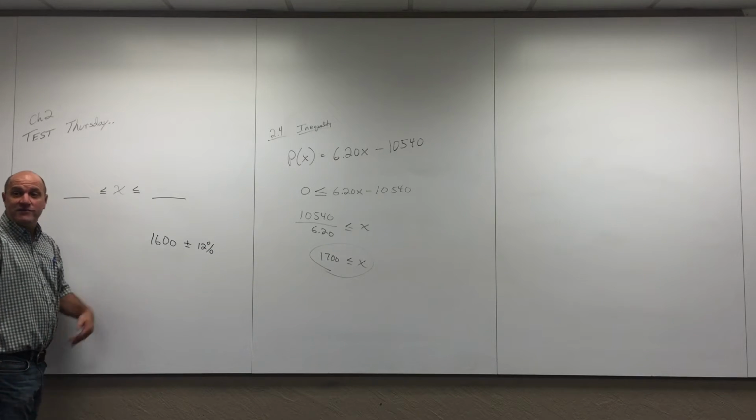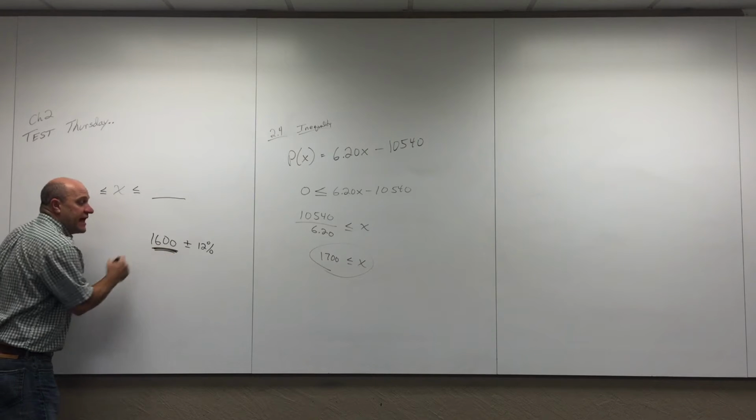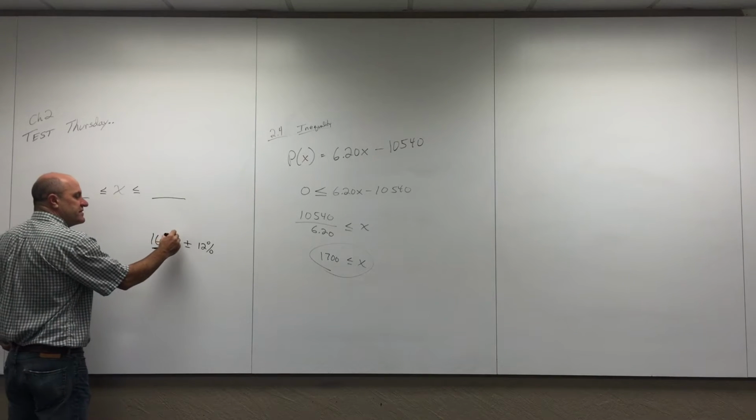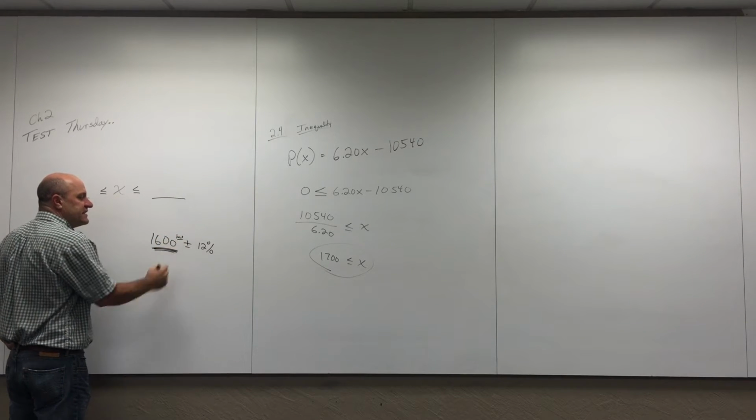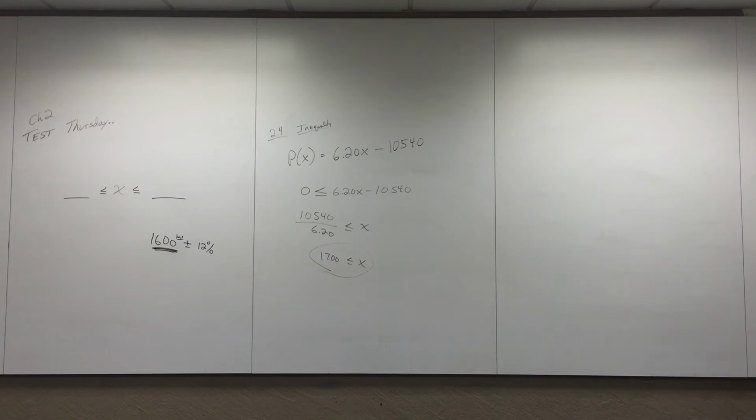Because they said it could last 12% longer or 12% less than the advertised 1,600 hours. This is how long the headlights last: 1,600 hours plus or minus 12%. Again, they didn't exactly say it like that. I wrote it like that because that's what I read. 12% longer or 12% shorter.